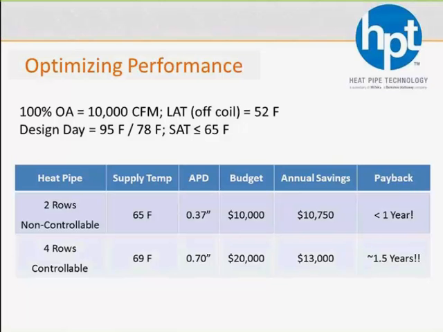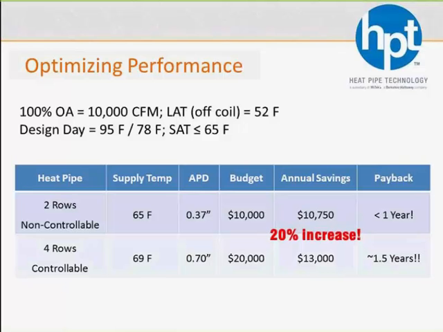These energy savings take into account the trimmed reheat. So I'm not counting 69 degrees of free reheat in that scenario. I've trimmed that reheat out, and we're still getting about $13,000 in savings. So even though it costs twice as much, the payback is still just a year and a half. But we've increased your savings by about 20%. So after a year and a half, you're going to save 20% more energy than you would have just by leaving it as a non-controllable system.